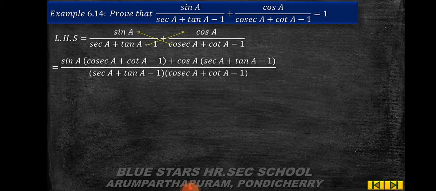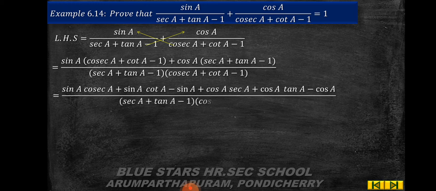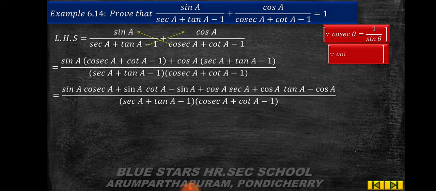Which is equal to, we just multiply sin A with cosecant A, with cot A, with minus 1. So you get sin A cosecant A plus sin A cot A minus sin A plus cos A secant A plus cos A tan A minus cos A divided by secant A plus tan A minus 1 into cosecant A plus cot A minus 1. So we know cosecant theta is equal to 1 by sin theta and cot theta is equal to cos theta by sin theta.